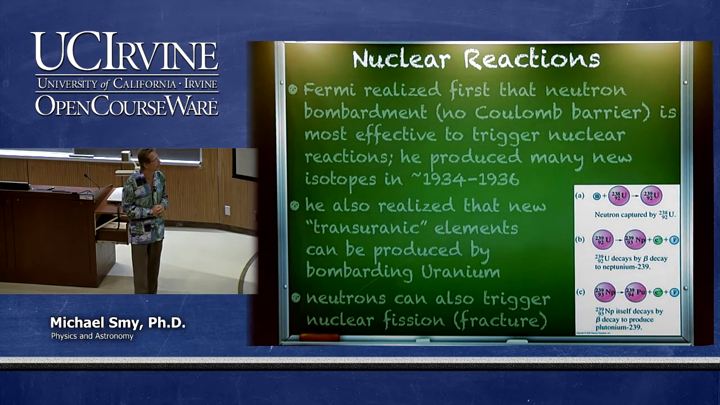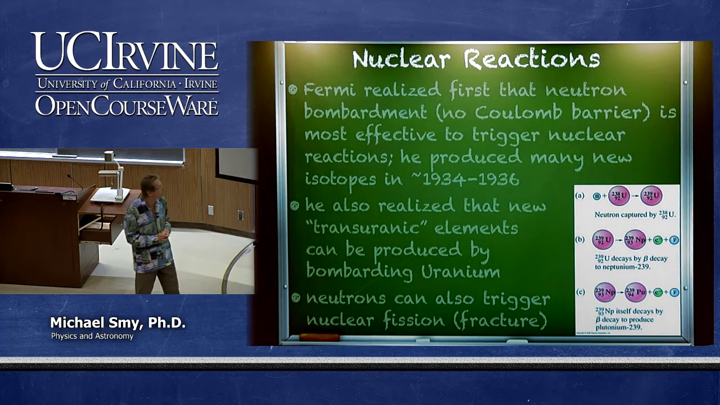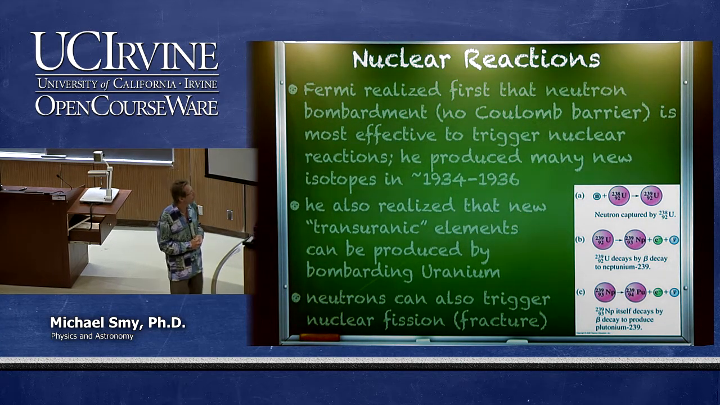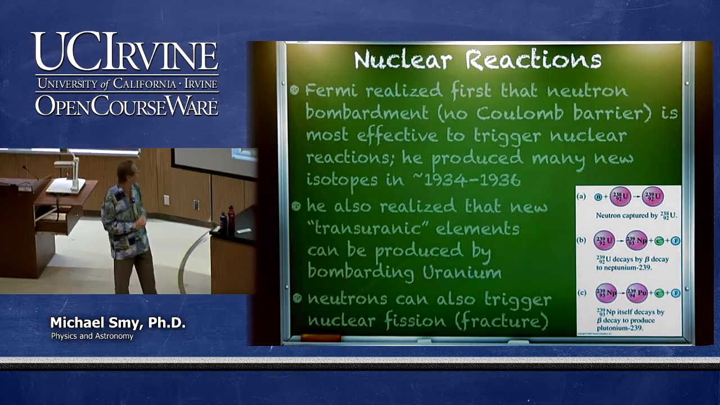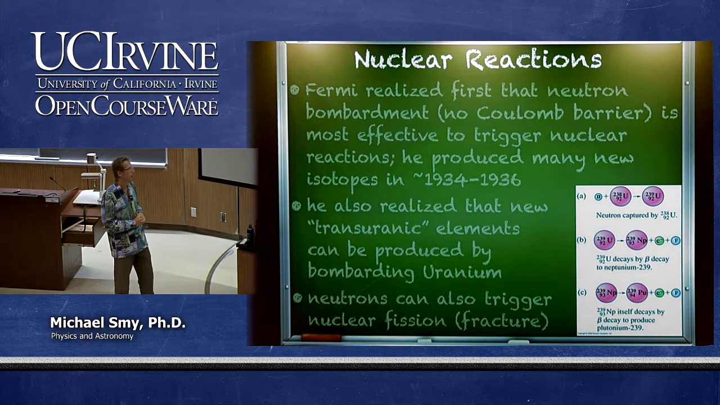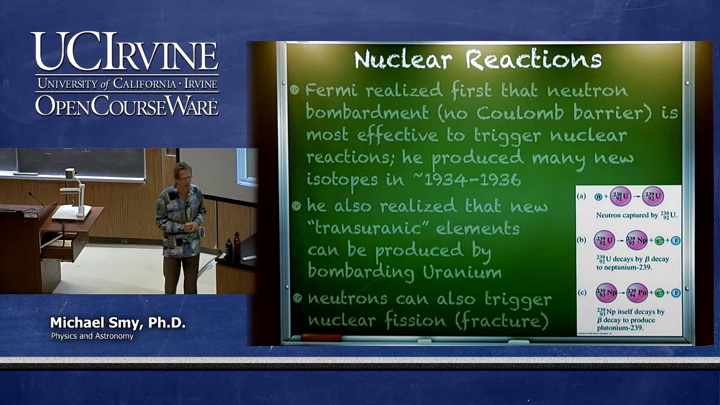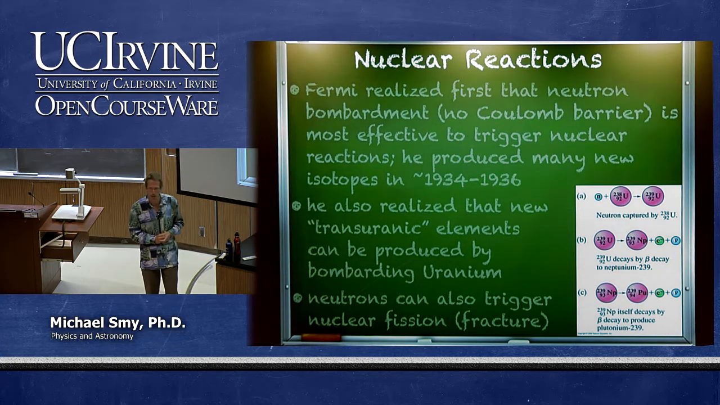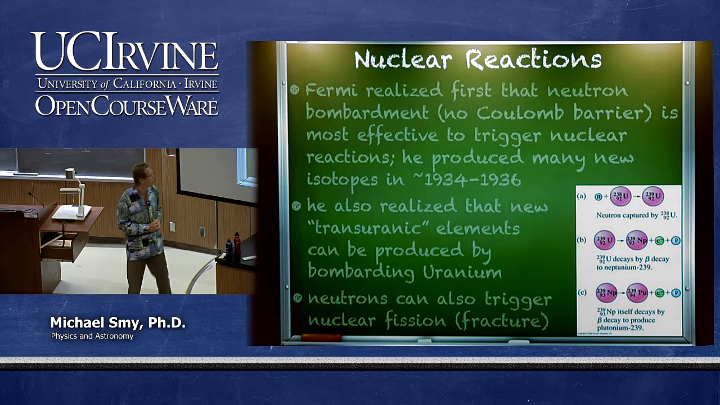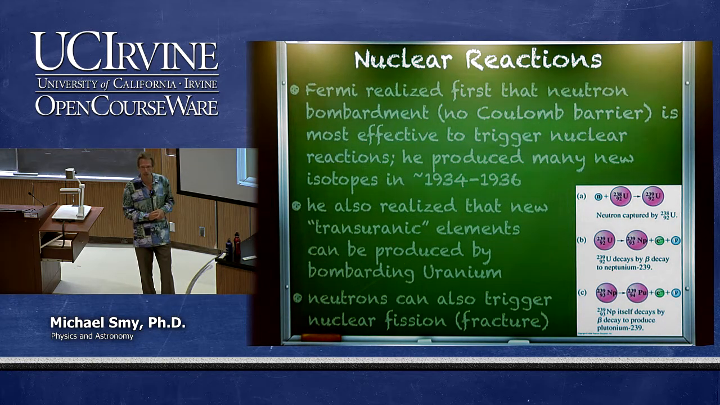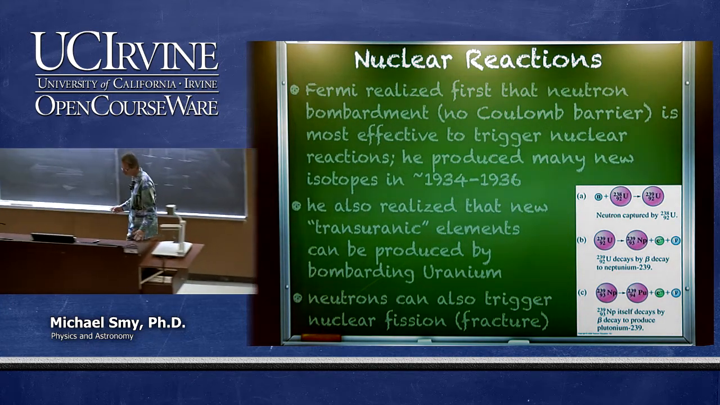And he also realized that you can generate new elements by bombarding the heaviest element, which is uranium, with neutrons. For example, you can produce neptunium and plutonium by neutron bombardment of uranium. And people in Germany, following on his studies, discovered that you can actually blow the nucleus into smaller pieces by bombarding them with neutrons of the right kind. That is called nuclear fission. So it's different from nuclear decay because large pieces come out, like a krypton nucleus, for example.